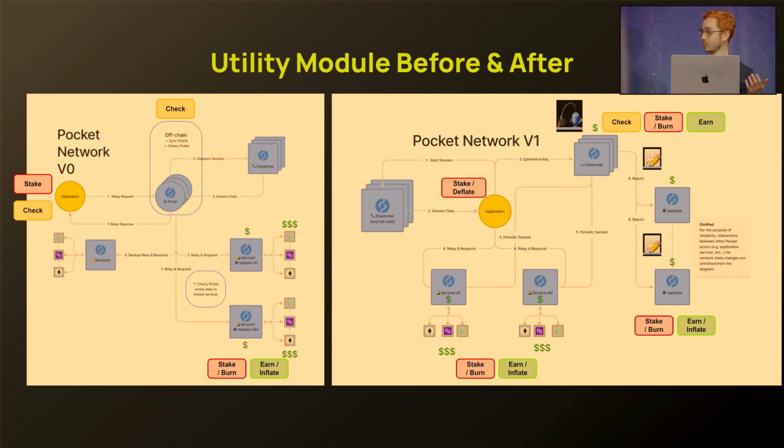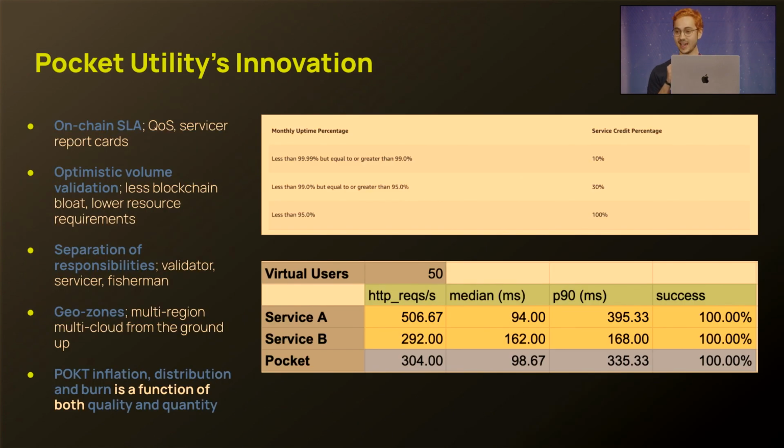So in V0, we have inflation that is based solely on quantity. In V1, we have Pocket inflation rewards that are based on both quantity and quality. And if you have ever built a Web2 service, you've probably seen the 4.9 guarantee, the 4.9 SLA guarantee from AWS or GCP or Azure. What we have in Pocket Network is an on-chain SLA, which pretty much says that you get rewarded as a function of how well you're doing and how quickly you're doing.